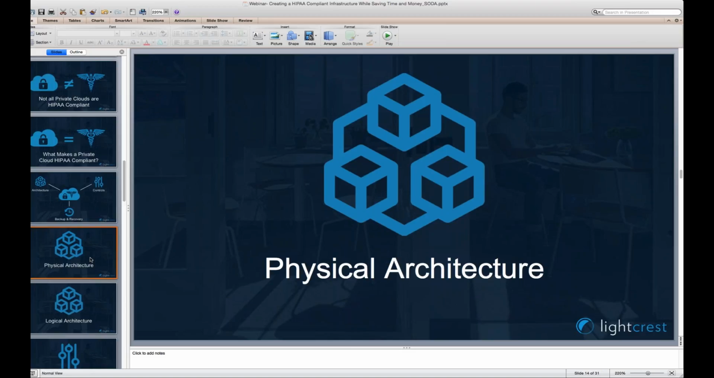And from a HIPAA standpoint, I want to be clear about this too. Yes, it's going to be great if you build a private cloud and you can show your auditor exactly: here's the architecture diagram for the physical cloud footprint, here's the architecture diagram for the logical cloud footprint, here's how all the security components flow together, here's where the VPNs live. That's all great stuff.